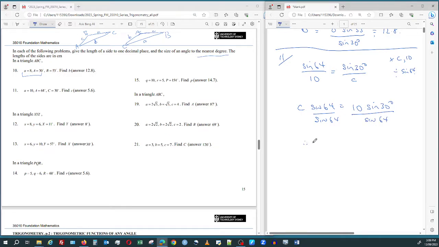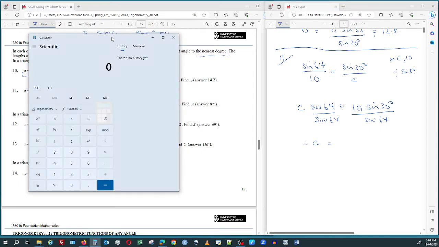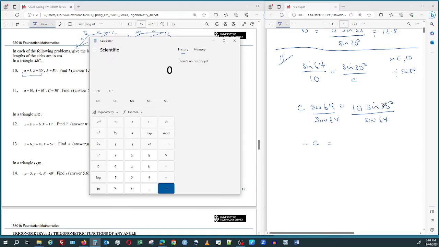Okay, so therefore little c is equal to, let's do it. Well, that's a half, that's 5. That's 5 divided by, I'm going to do it because I just did it in my head. So what I'm going to do is prove to you that sine 30 is a half because I know exact values trig. A half times 10 is 5. So 5 divided by the sine of 64. Okay, 5.6. Nearest degree, the 6 is going up. So it's 5.6.